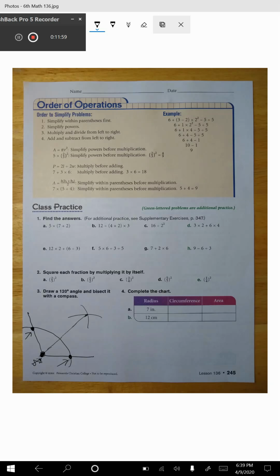Okay. Complete the chart doing the radius and circumference. I'm doing the circumference and the area. Remember, circumference is pi, which is 3.14, times the diameter. So this is in radius, so you're going to have to double it, or times it by 2. And then the area is pi times the radius squared. So you're going to do radius times radius. All right, you should be able to do that by now on your own.